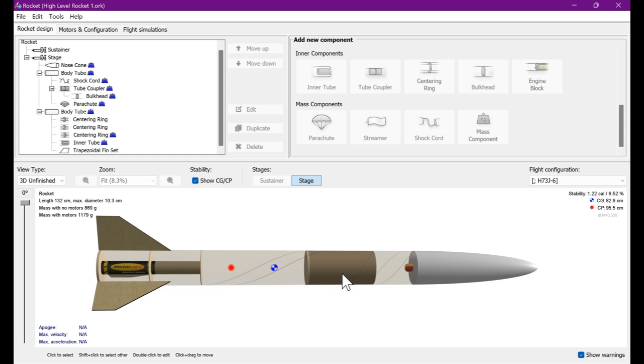Here we have the coupler. It connects the body tubes in a rocket. Here we have the bulkhead. It serves as separation between the motor and recovery system so they don't accidentally interact and then harm the rocket. So we have the front body tube.